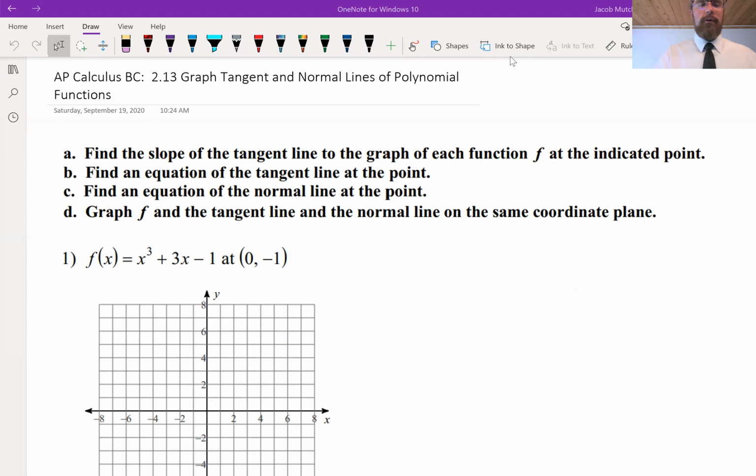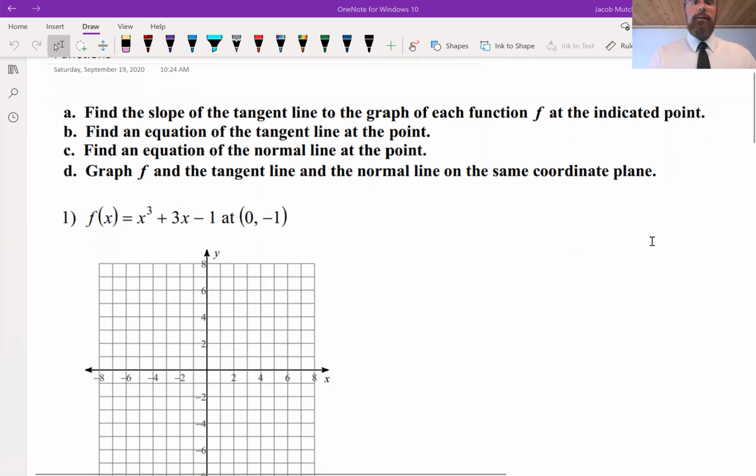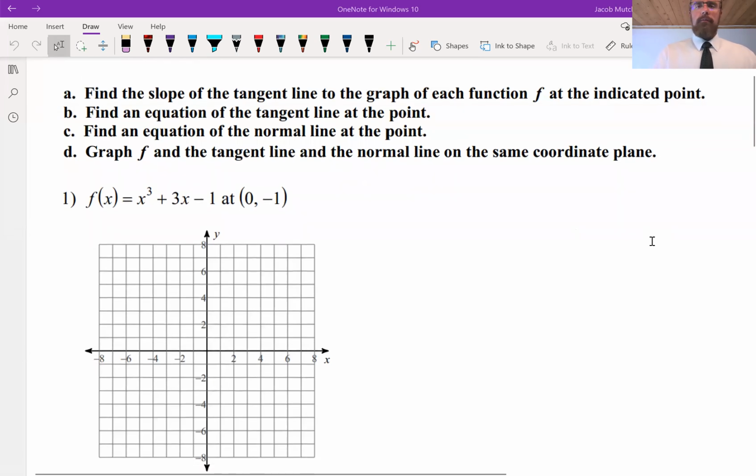As we look at our function f of x equals x cubed plus 3x minus 1, we're really looking at 4 different tasks. The first thing I want to do is find the slope of the tangent line to the graph of each function at the indicated point. So we'll start with that first. In part B, find the equation of the tangent line. Part C, find the equation of the normal line. And then we'll check all that by graphing the function and both those lines on this plane.